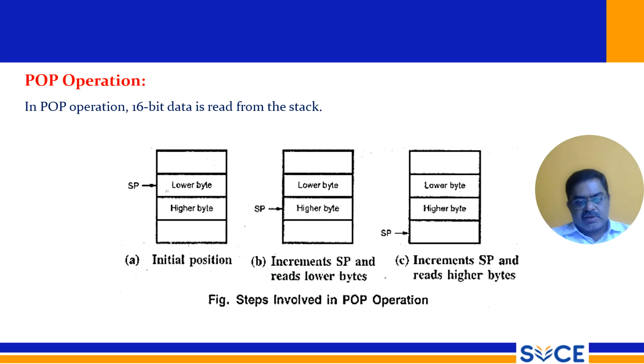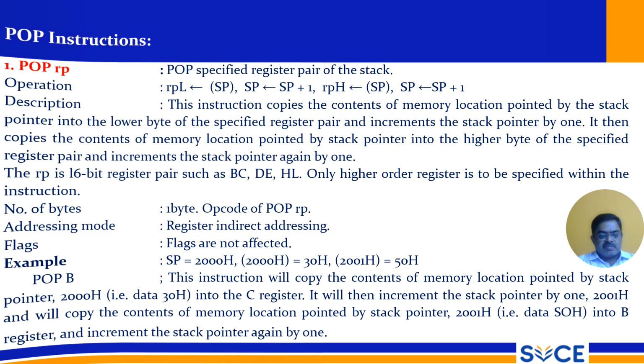So now the lower byte is here and the higher byte is here. So SP will pop. In pop operation, 16-bit data is read from the stack. One by one, the stack pointer will read the lower byte and higher byte. It is the initial position. It increments the stack pointer and reads the lower byte, and increments the stack pointer and reads the higher byte. So these are the steps involved in the pop operation.